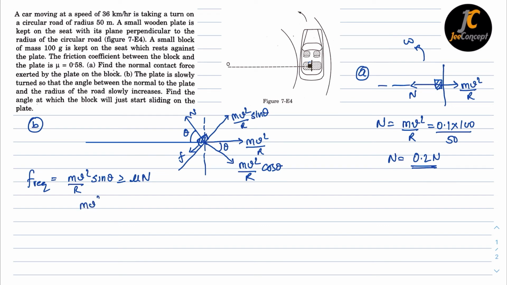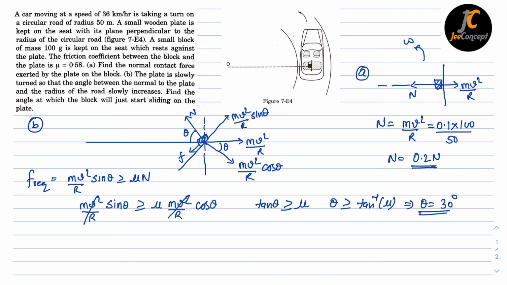Now mv square by r sin theta is greater than or equal to mu times N, which is mv square by r cos theta. So mv square by r will cancel out. So tan theta should be greater than or equal to mu, or theta is greater than or equal to tan inverse mu. The mu is 0.58, so that means theta is 30 degree. So at theta equal to 30 degree, the block will start sliding along the plate. So this is the solution of this problem.